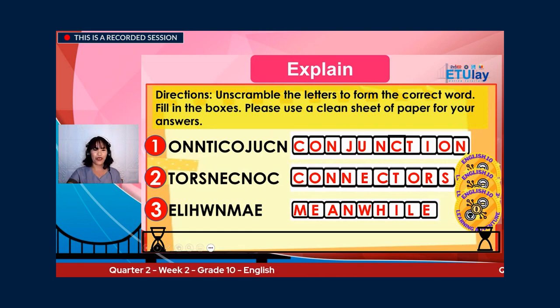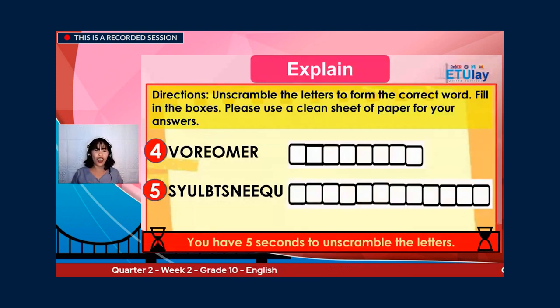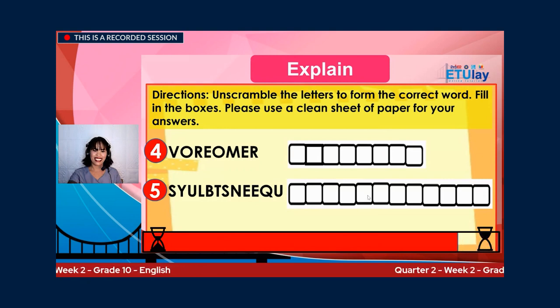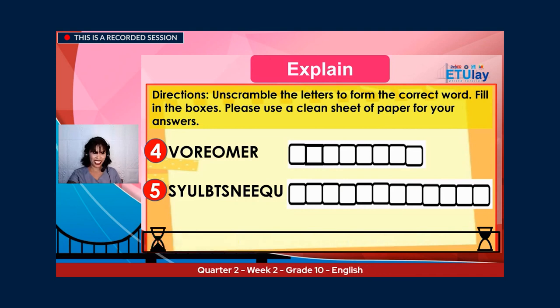Let's proceed to number 4. VOREOMER. Number 4, VOREOMER. And for number 5, it's SYULBTSNEEQU. I will give you 5 seconds to unscramble the letters. And our 5 seconds starts now. I hope you can form the correct word.